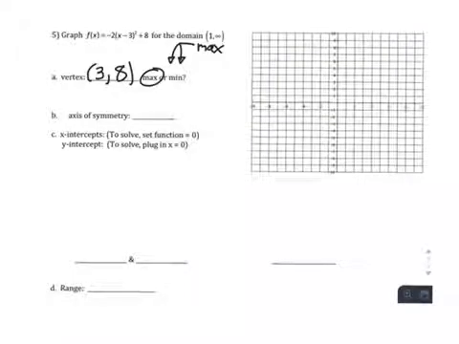Our axis of symmetry. So if we remember from earlier, our axis of symmetry is always going to be x equals, because it's an equation of a vertical line, and it's going to be the x value of our vertex. So it's going to be x equals 3.